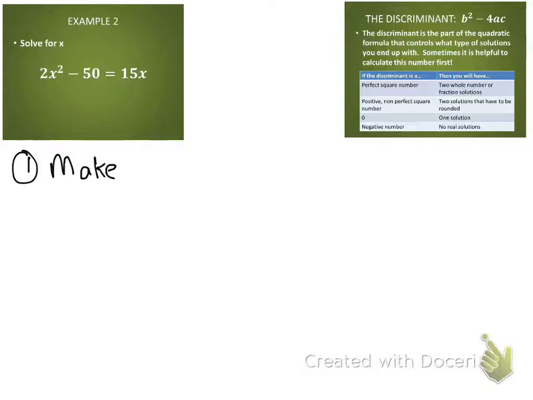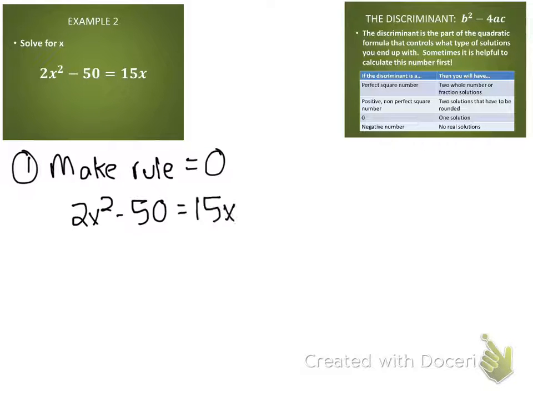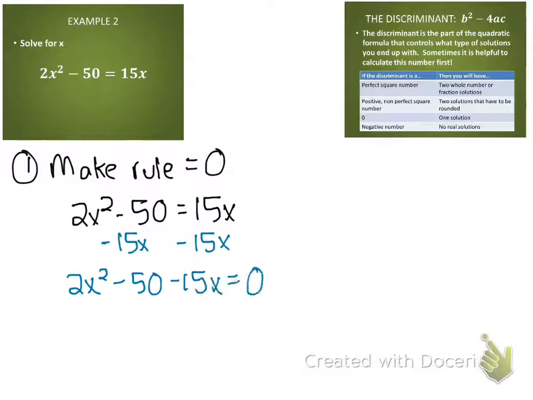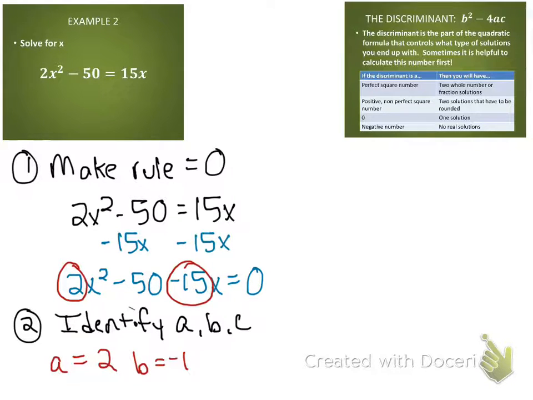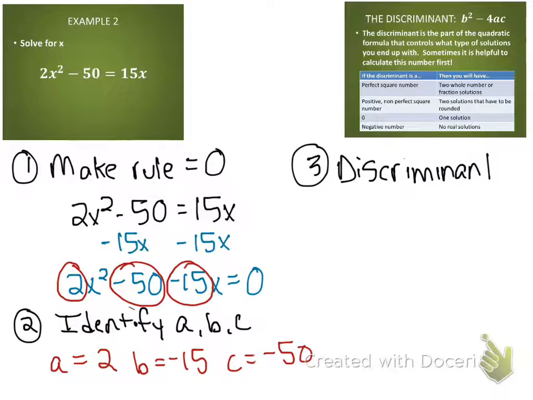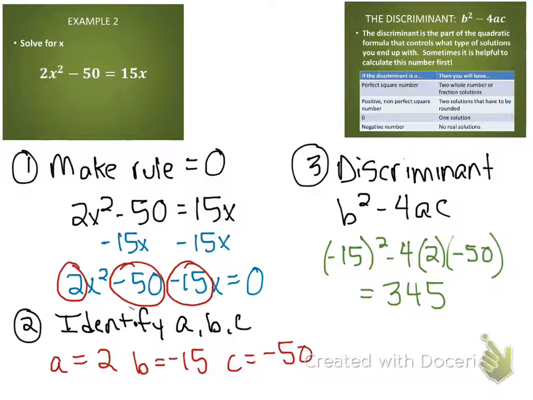Example 2, we'll start the same way. We want to make sure that the equation is equal to 0. We can accomplish that by subtracting 15x from both sides. Next, we want to identify our a, b, and c values. In this case, a is 2, b is negative 15, and c is negative 50. Next, I'll find the discriminant, b squared minus 4ac. So our b value is negative 15, so we'll start with negative 15 squared minus 4 times 2 times negative 50. And the result of that is not 345, but 625.